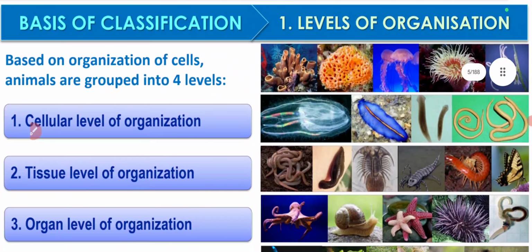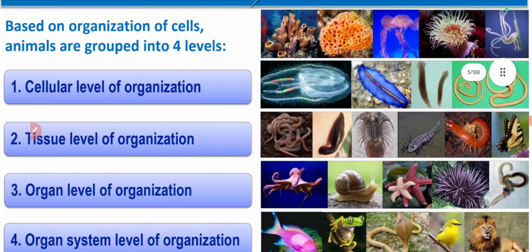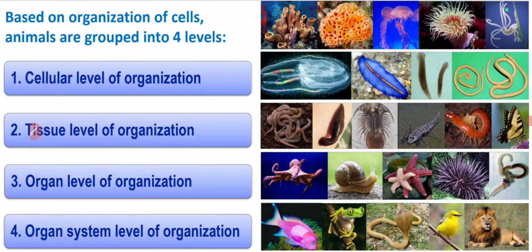First of all, level of organization. Based on organization of cells, animals are grouped into 4 levels. We go through the cells of animals and how they are organized inside the body, and we group them into 4 different levels. First is cellular level of organization, second tissue level of organization, third organ level of organization, and fourth is organ system level of organization.